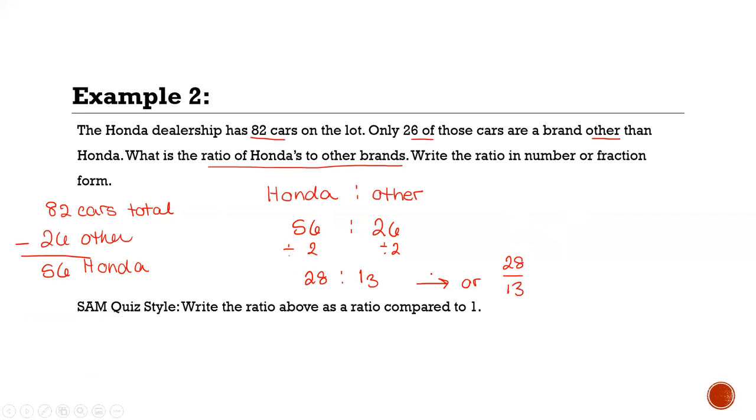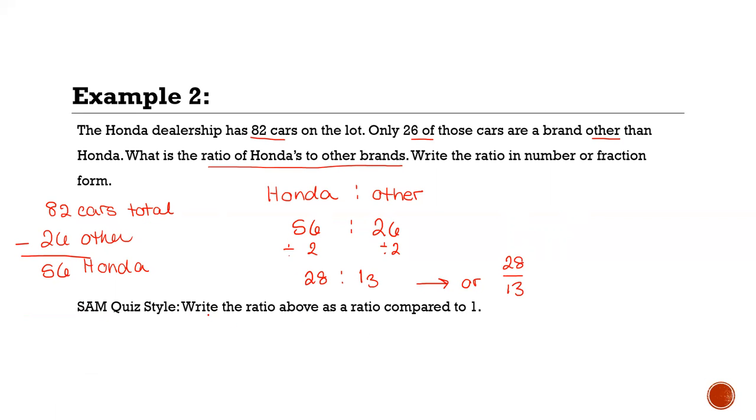Okay. If you wrote 13 over 28, you've got your order backwards. There's not 13 Hondas to every brand. That would be saying they have more other brands in their car lot. So that order tells the story. It's important to have that order in the right direction.